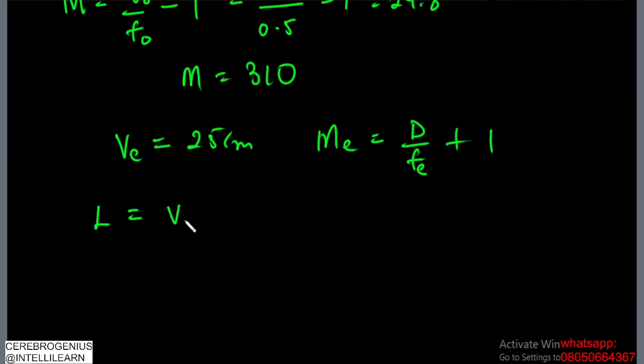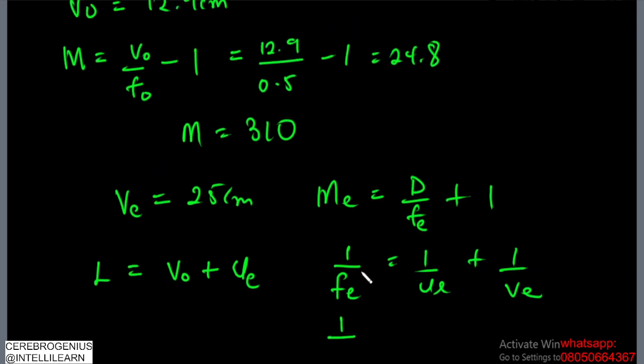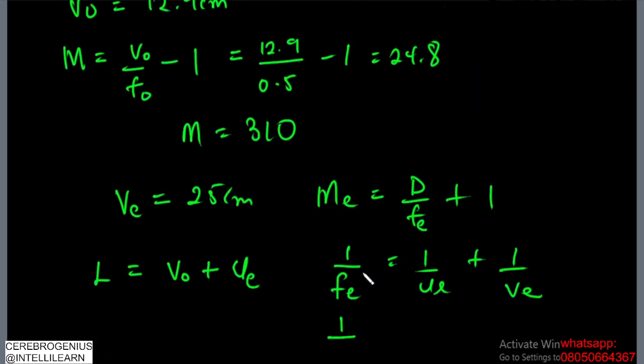That's V_O plus the distance of that image from the eyepiece. But that image is the object for the eyepiece, U_E. So we need to get the value of U_E. To get U_E, we use 1 over F_E equals 1 over U_E plus 1 over V_E. Now this is going to be 1 over, what's the focal length of the eyepiece? The focal length of the eyepiece is 2 centimeter.